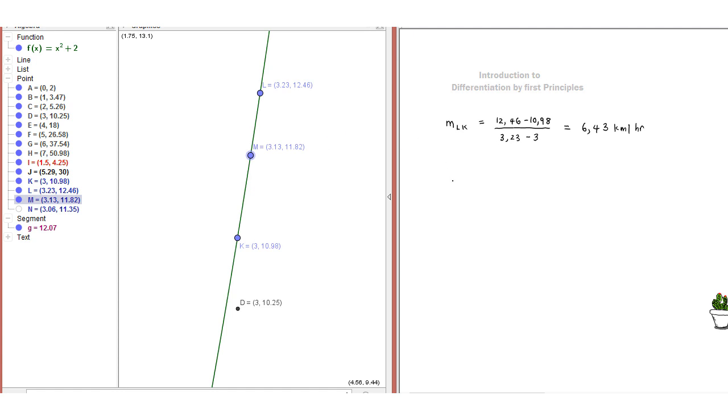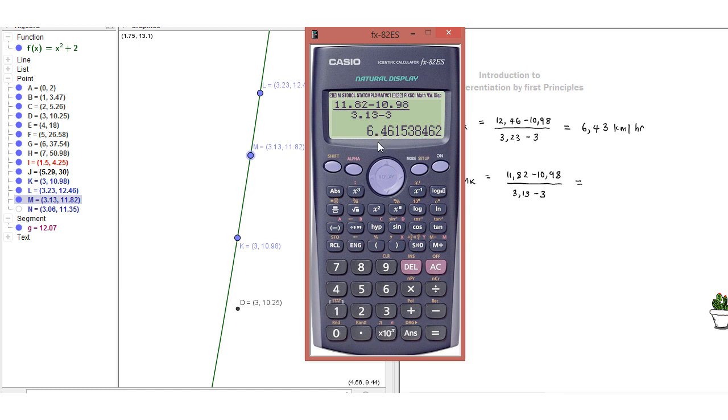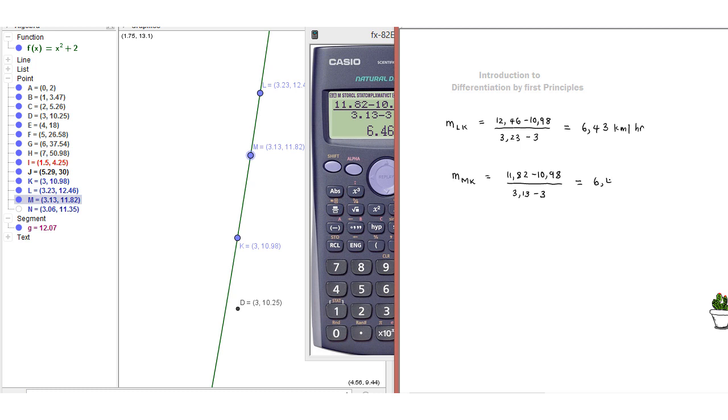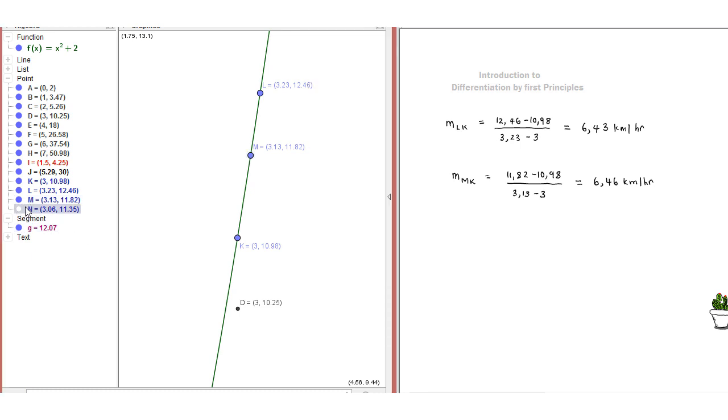Okay, but then what if we choose a point that's even closer than that? Say a point M at a position of 11.8 kilometers. We can calculate the gradient of that secant line as well. So gradient of MK, change in y value, so 11.82 minus 10.98 divided by 3.13 minus 3. And we get now an estimated speed of 6.46 kilometers per hour.